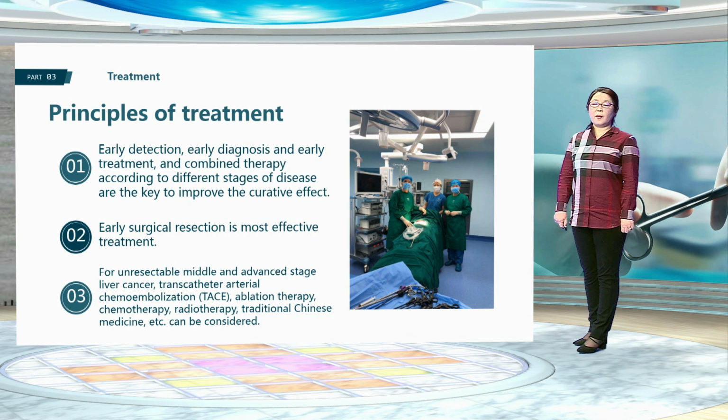And the third one, for unresectable middle and advanced stage liver cancer, transcatheter arterial chemoembolization, abbreviated as TACE, and ablation therapy, chemotherapy, radiotherapy, traditional Chinese medicine, they can be considered. Sometimes tumors can be downstaged, and the patient can have chances of operation. Their survival can be prolonged.